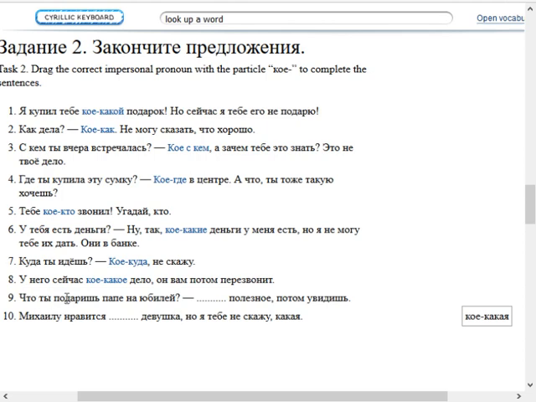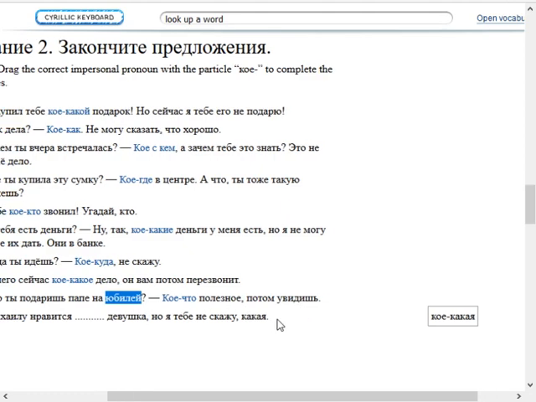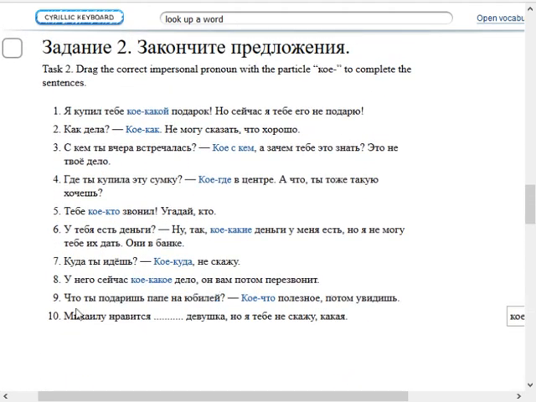Что ты подаришь папе на юбилей? So what you will give Papa or Dad for the Jubilee is, I think it's like anniversary. What will you give Dad for the anniversary? Кое-что полезное, потом увидишь. So something useful, you'll see. Okay, so I'm not going to tell you what I'm getting him for a gift, but something useful, you'll see. And finally, Михайлу нравится something девушка, но я тебе не скажу какая.